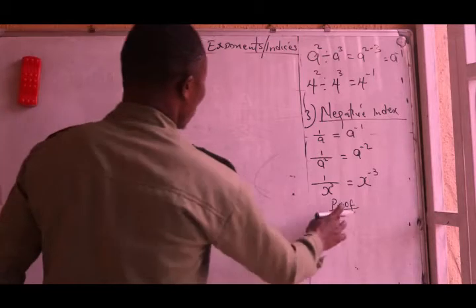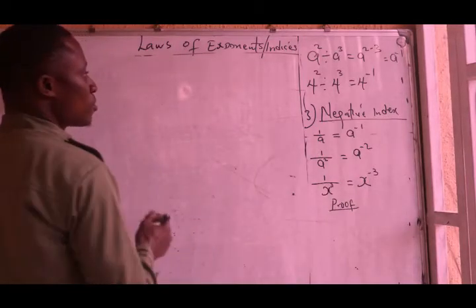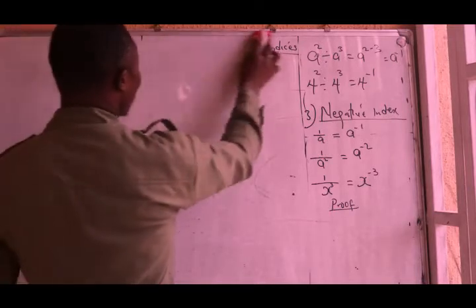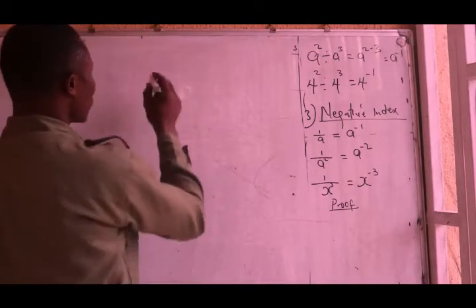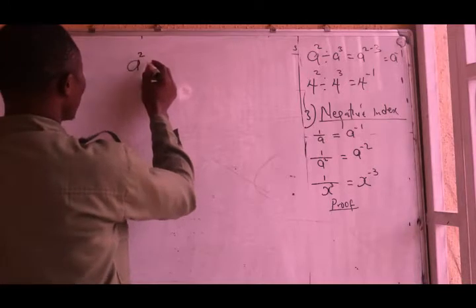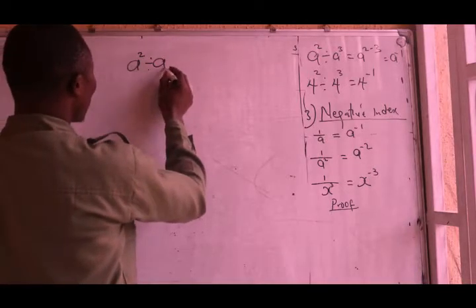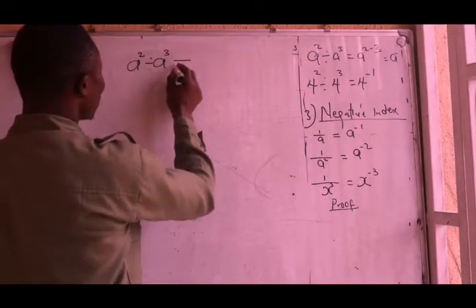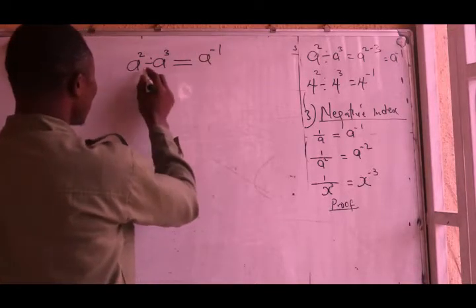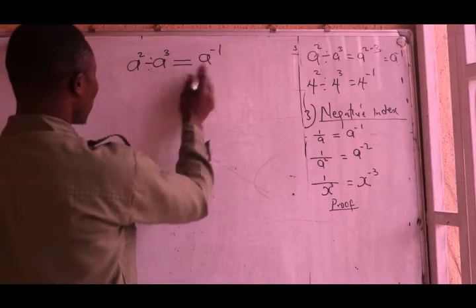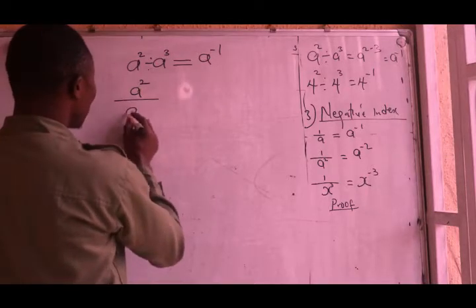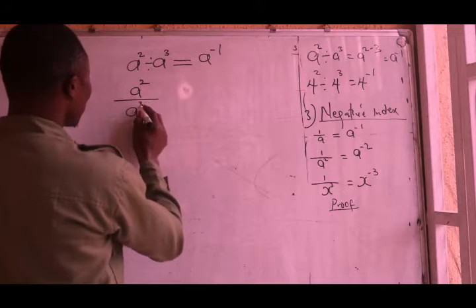So we are proving the negative index law. All right, let's prove the negative index law. So you have a raised to the power of 2 divided by a raised to the power of 3. Of course, this will give us a raised to the power of minus 1. Still, this same expression, a raised to the power of 2 divided by a raised to the power of 3, is division.